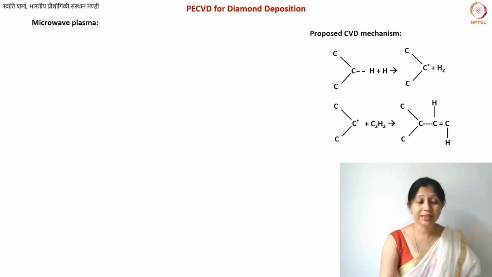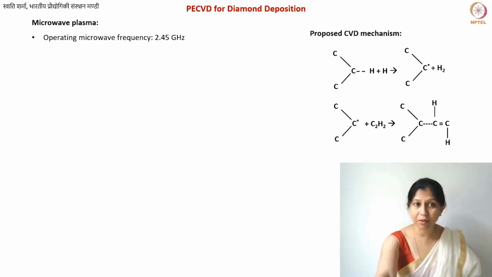Okay. Now let's come to the plasma. As I said, whether it is a PVD process or a CVD process, plasma is important because with plasma you can provide high energy for atomic hydrogen production without going to very high temperatures. So that is why often plasma is used. There are 2 types of plasma, microwave plasma.